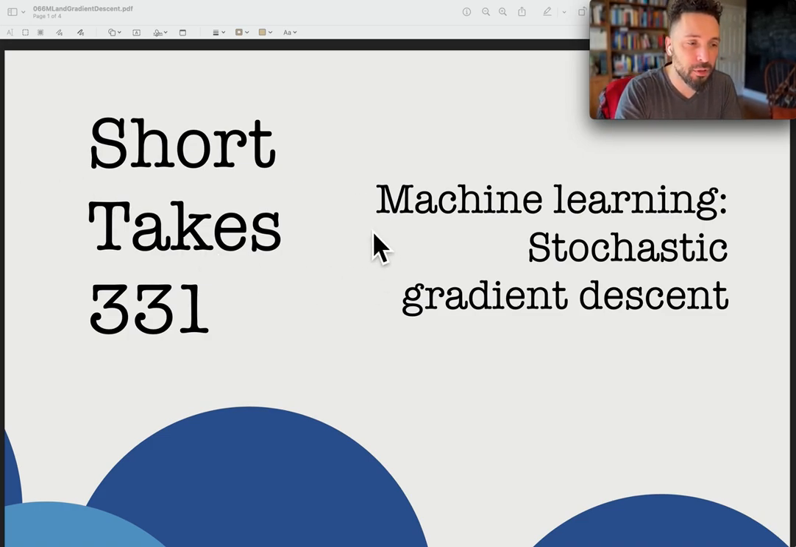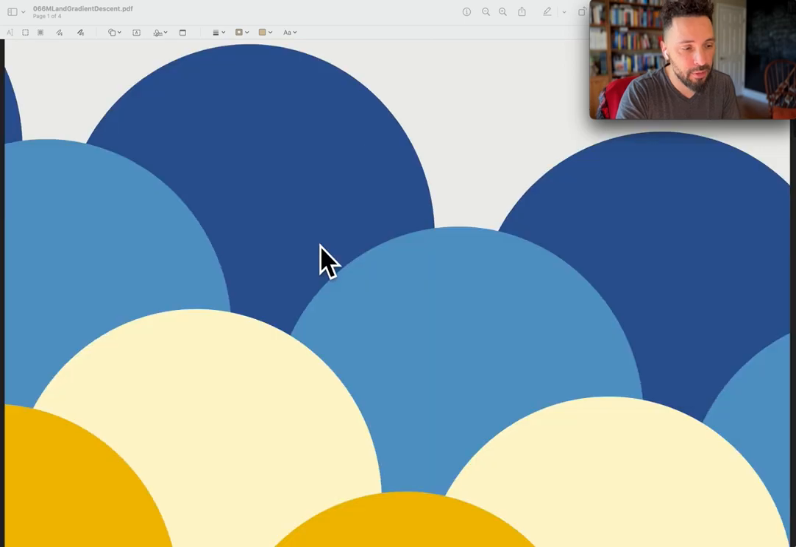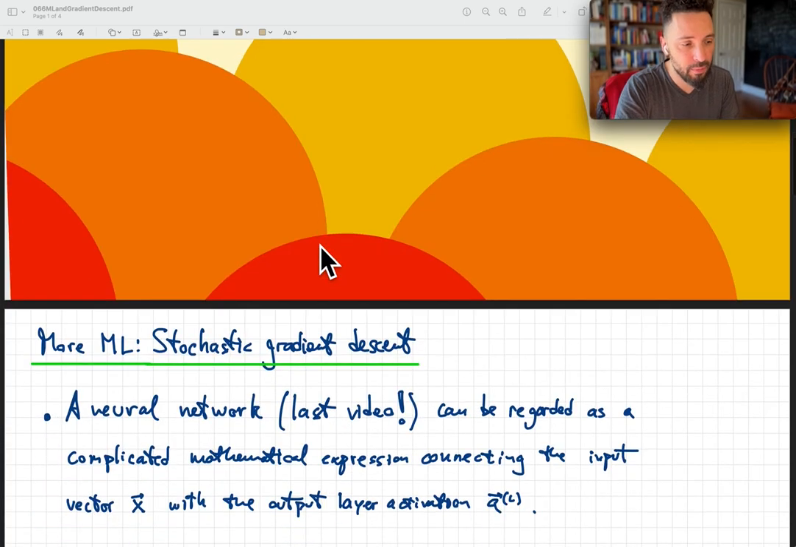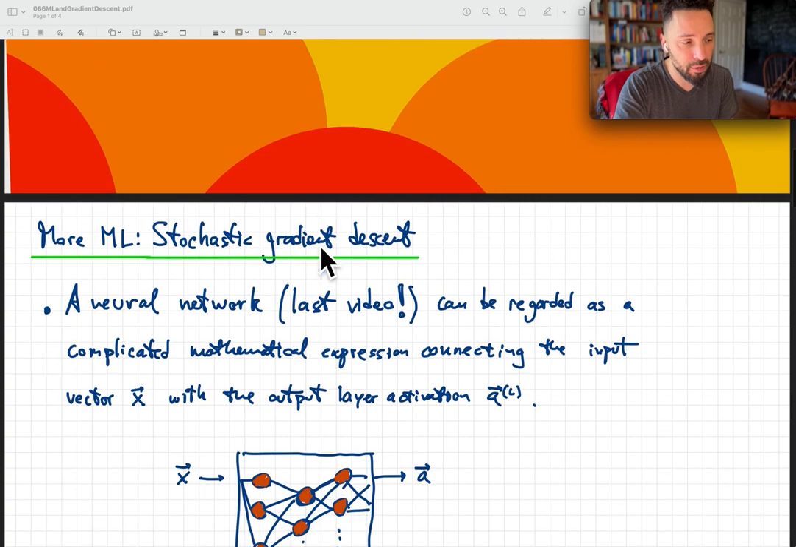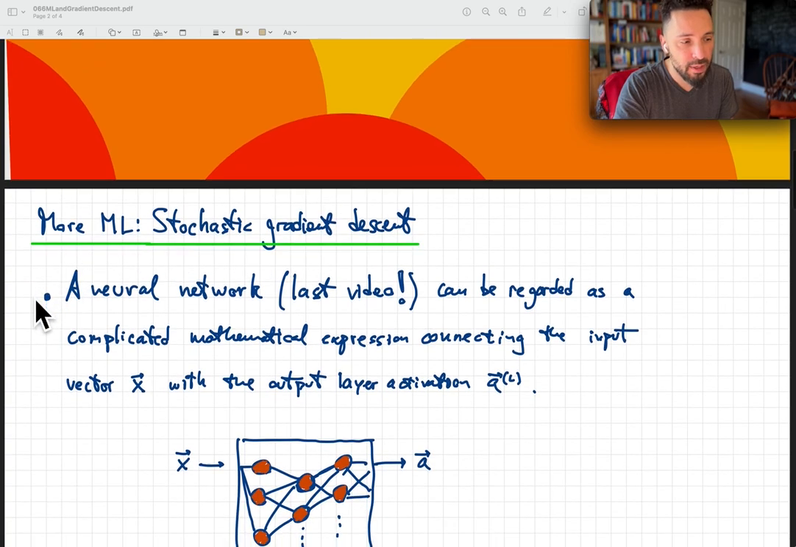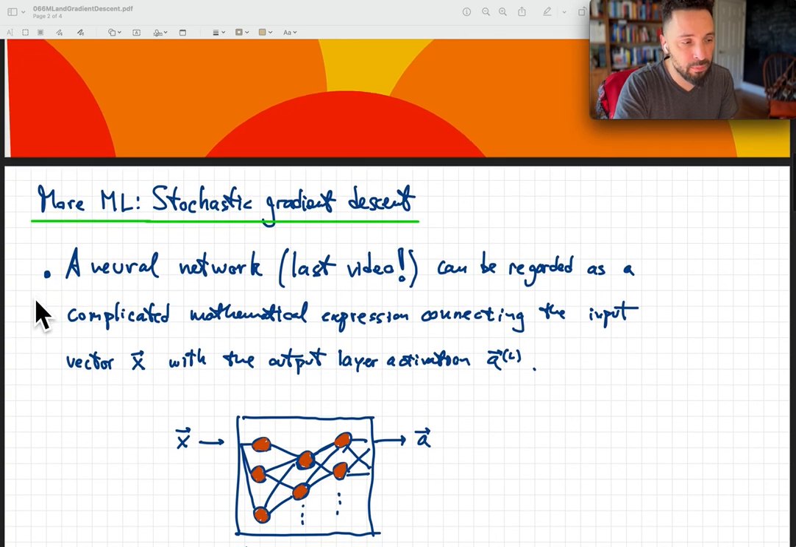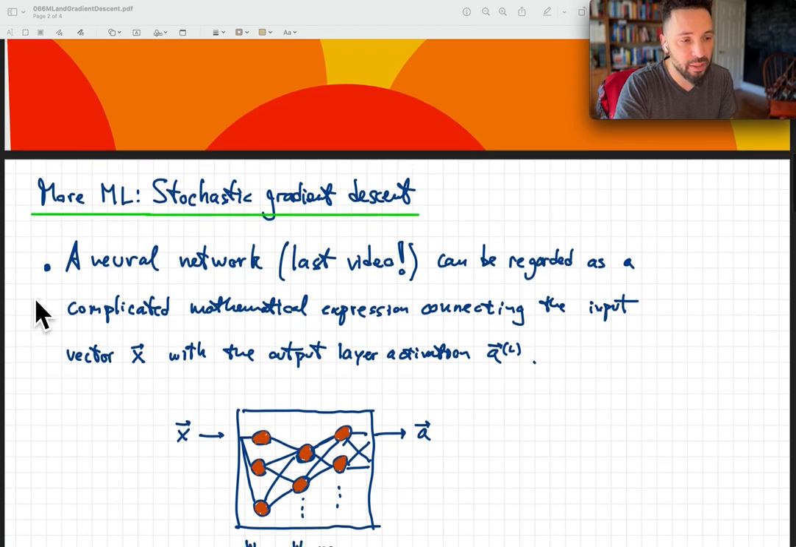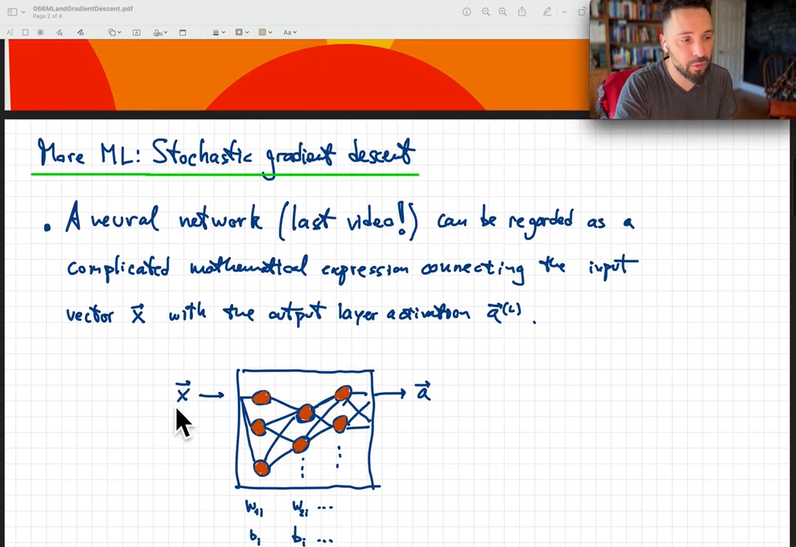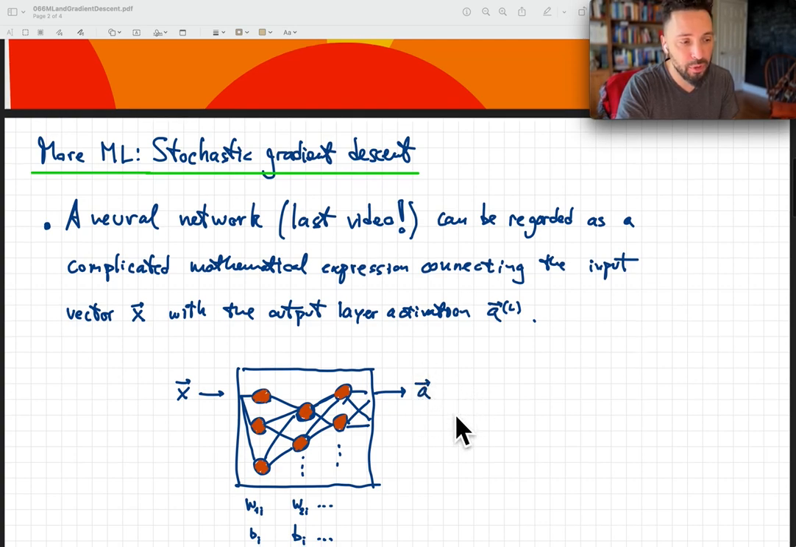Today we continue our discussion of machine learning, and we're going to talk about something called the stochastic gradient descent algorithm. If you recall, the last time, that was our first video on machine learning, we talked about neural networks, and you can think of a neural network as a complicated mathematical expression that connects some input vector with an output A, which is the activation of the output layer.